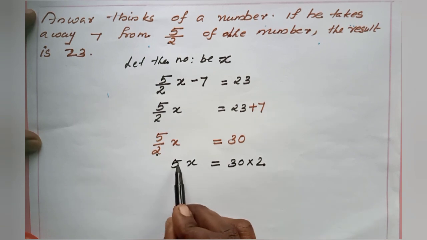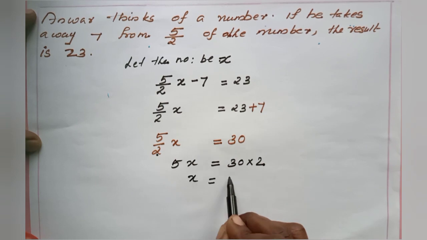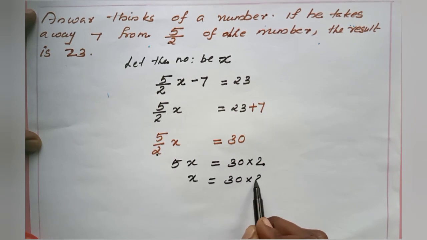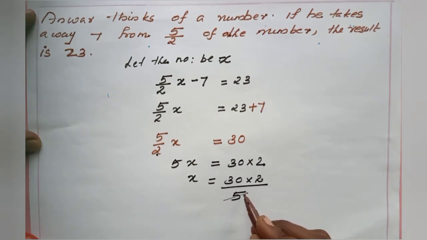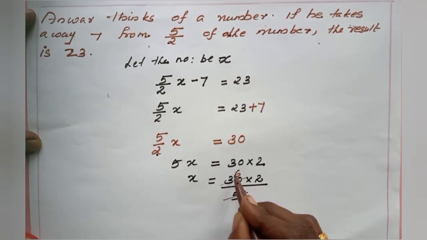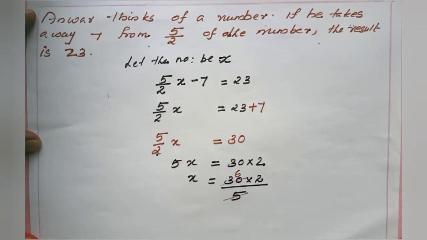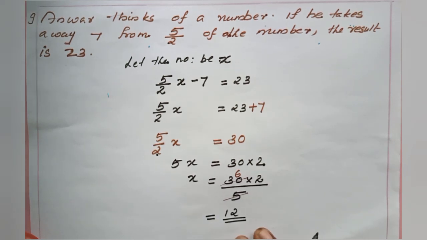Then listen, 1 into 5, the 5 here, that multiplication changes into division on the right side, divided by 5. Then using cancellation, 6 fives are 30, and 6 into 2 is 12. So Anwar thinks the number is 12.